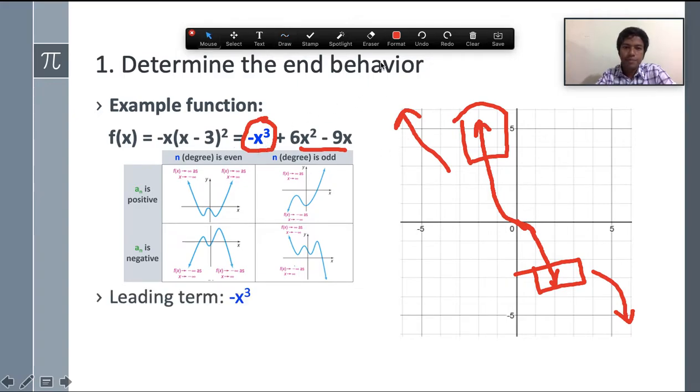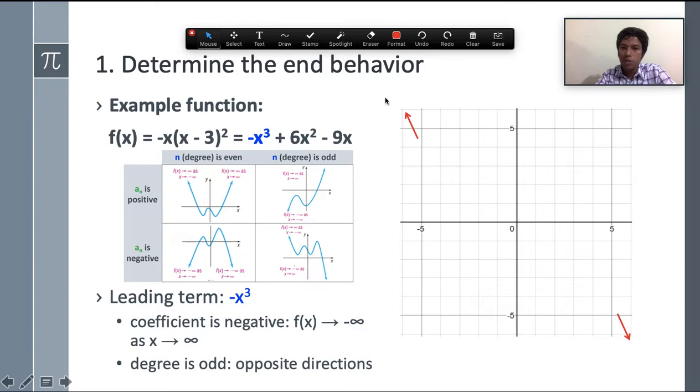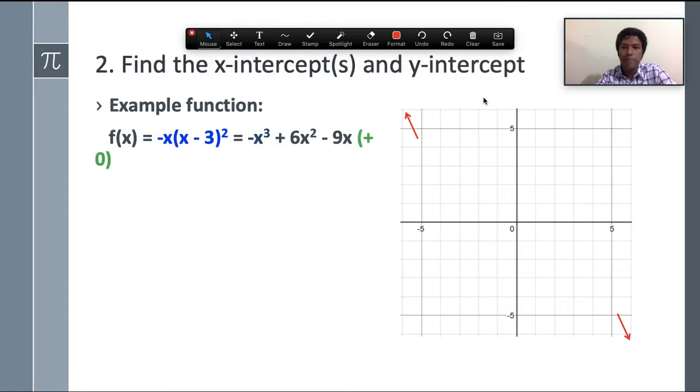Okay, leading term coefficient. So how it will look, see, the symbol is given here also. It will look like this. It will go this way and this way. So we know it for sure.